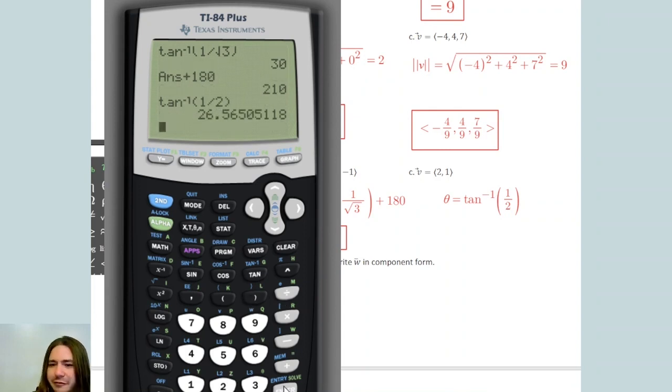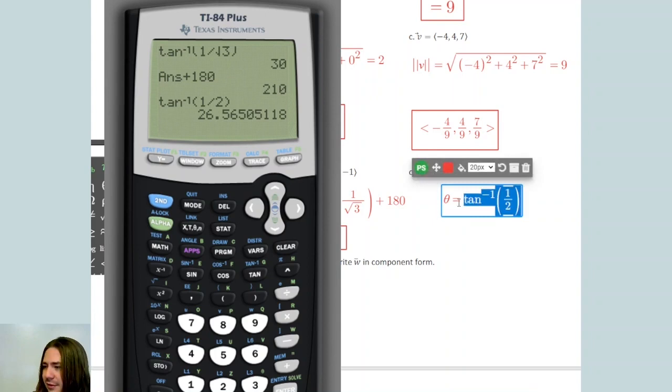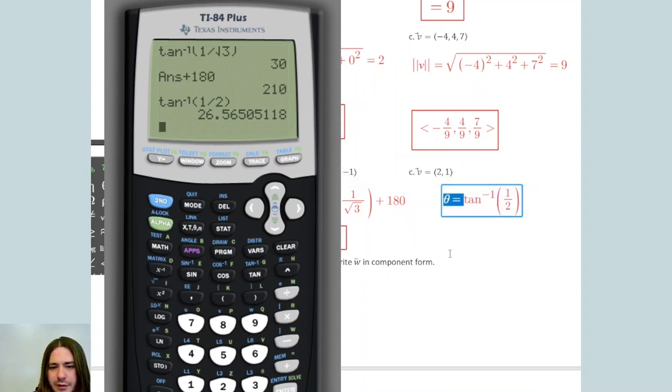I was way off. Wait, yeah, no, 26 makes more sense. Okay, forget my prediction there. I didn't give it enough thought. But yeah, because 1 is the y, I was thinking the other way around. Okay, so anyway, theta is going to be approximately 27 degrees.